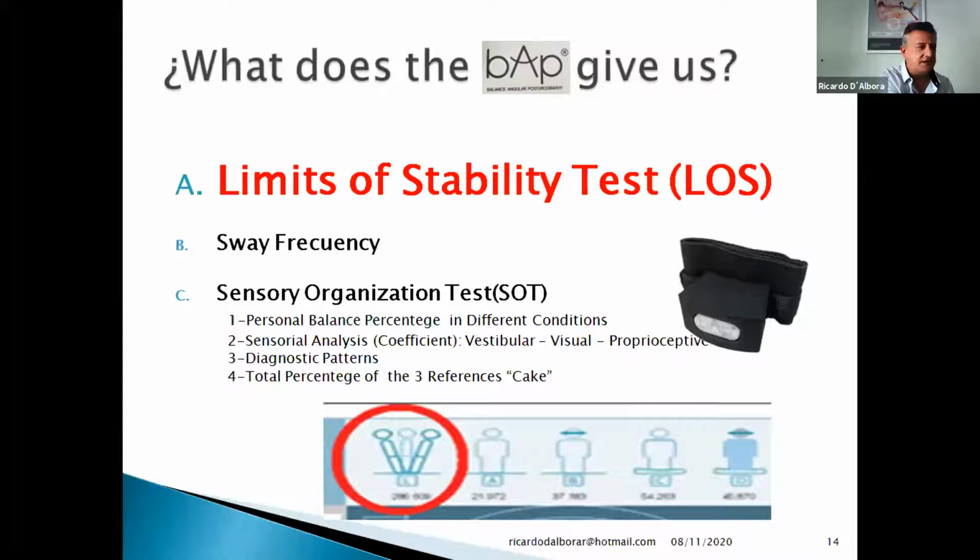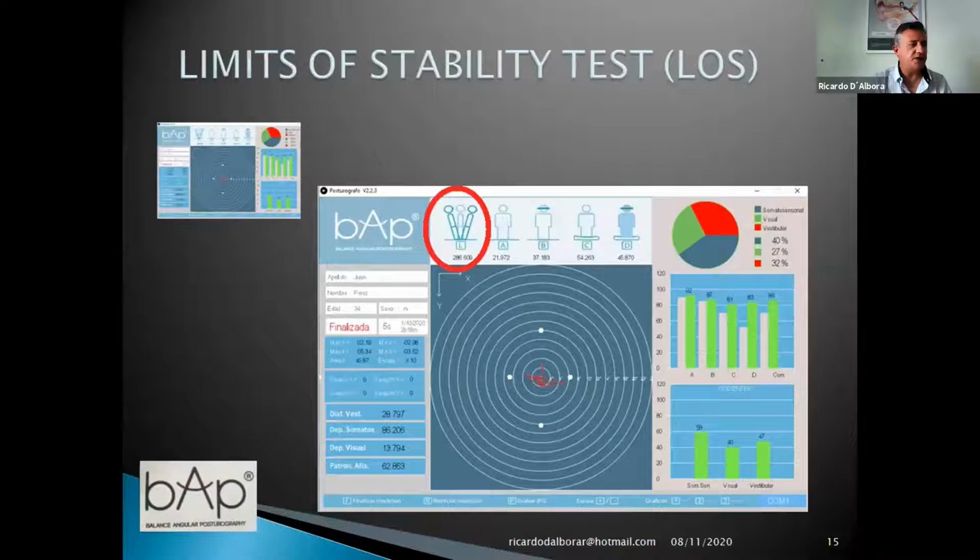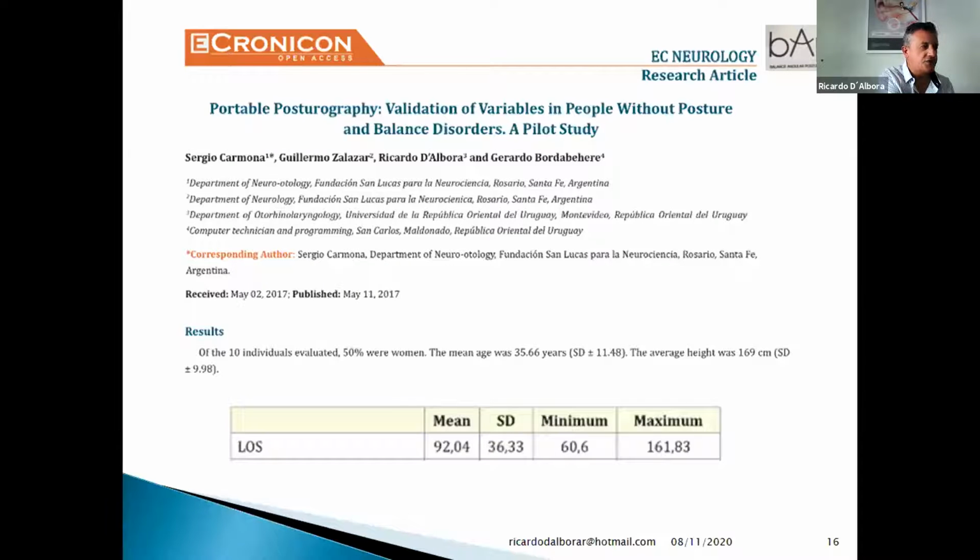Limits of stability. In this image, we can see the loss limit of stability, showing the area with the maximum and minimum angles of inclination in two axes, Y and X. The validation identified this value as a normal reference in this paper.